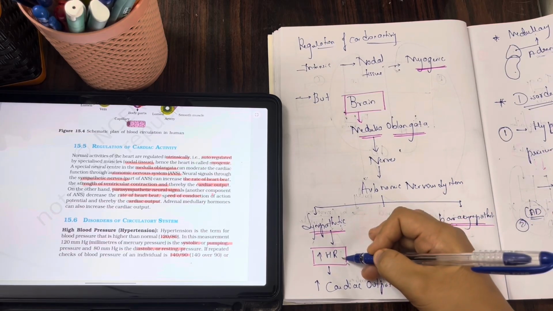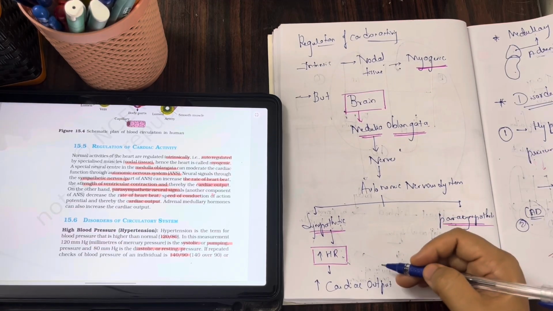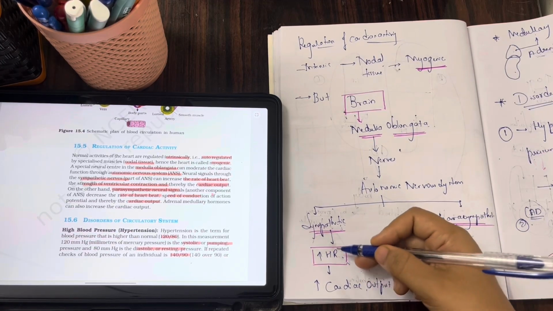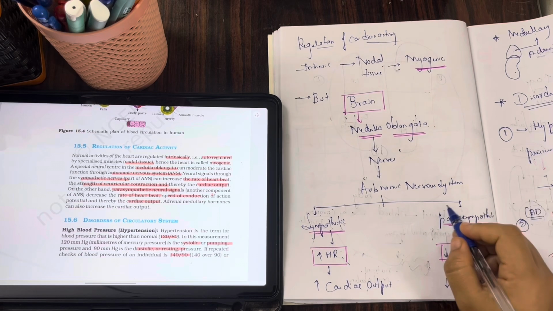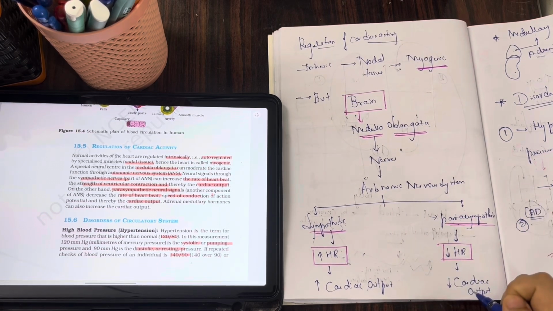Sympathetic increases the heart rate, thereby the cardiac output. As you know that cardiac output is equal to stroke volume multiplied by heart rate. Whenever the heart rate increases, the cardiac output also increases, while the parasympathetic fibers decrease the heart rate and thereby the cardiac output.